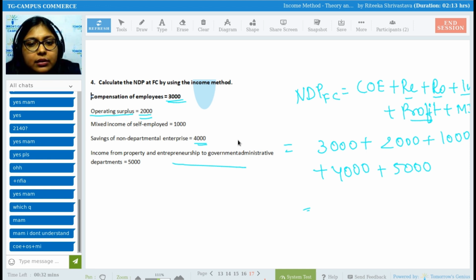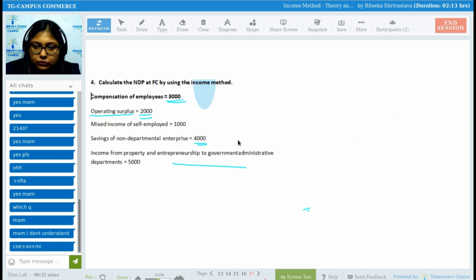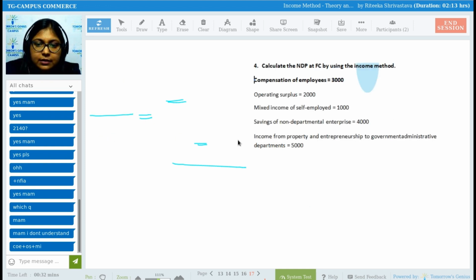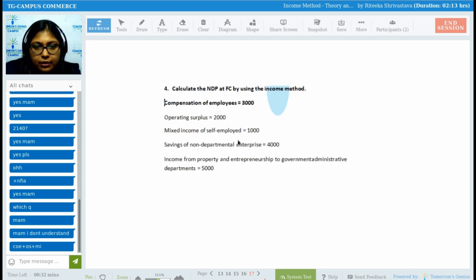Very good. Solve it once more according to your understanding. These last two are very important. They will come to confuse you. Saving of non-departmental enterprises and income from property and entrepreneurship, you should know both of these things get added.